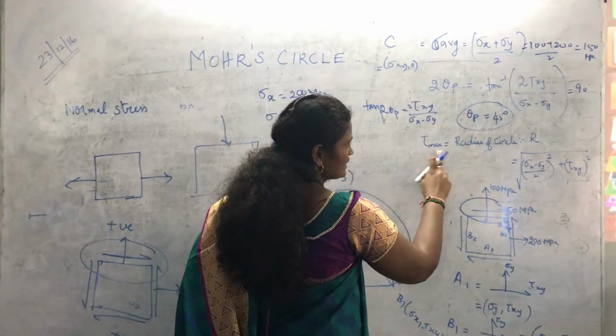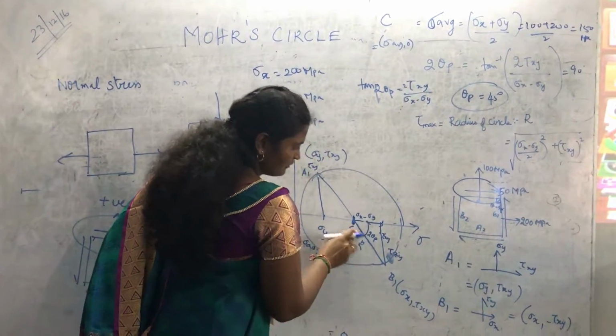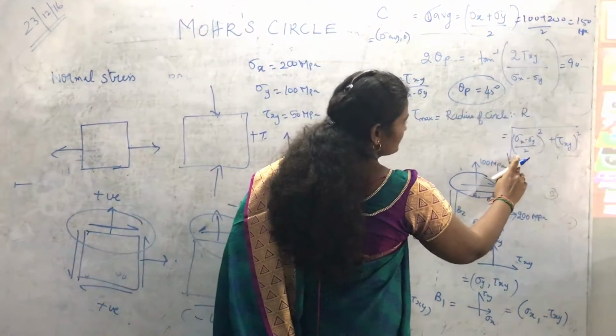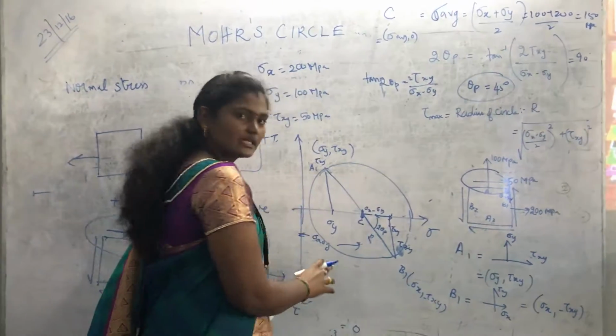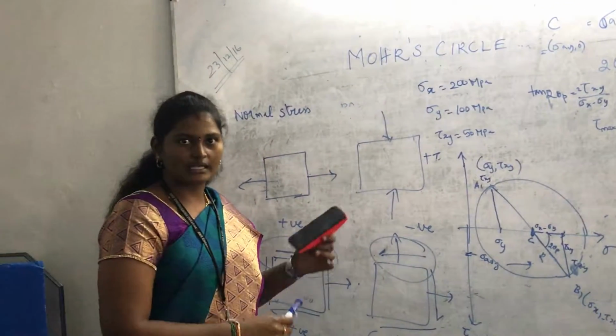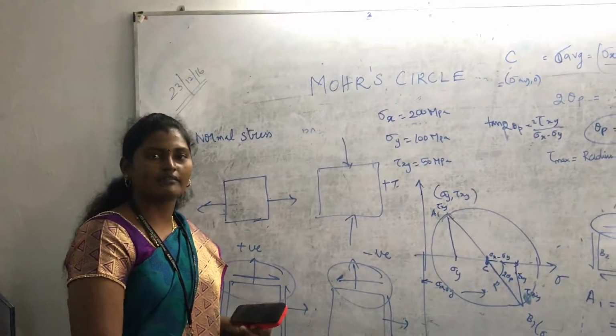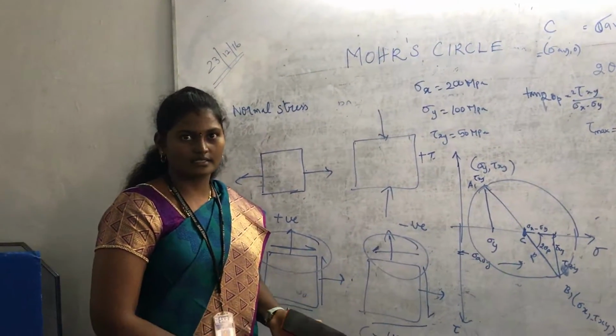Then now the radius of the circle we need to know. For example, to find the radius of this circle, we need to find it by root of sigma x minus sigma y divided by 2, the whole square, plus tau xy, the whole square. Using this we can construct the Mohr circle in an efficient manner, so that we can find where the maximum principal stress will occur and where the maximum normal stress will occur, and we can locate them easily and then analyze the design. Thank you.